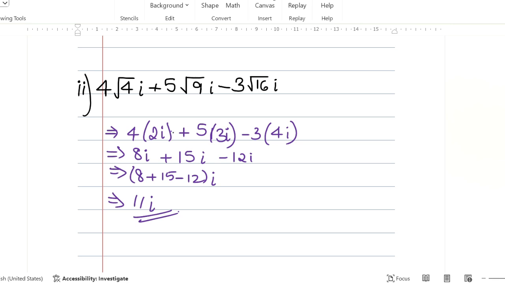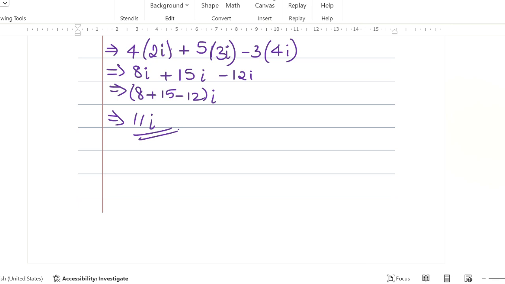Let's move on to your question number 2. So what does question number 2 say? Question number 2 says, write the conjugates of the following complex numbers. So you have to find the conjugates of these numbers now. So let's find the conjugate of number 1, which is 3 plus i.